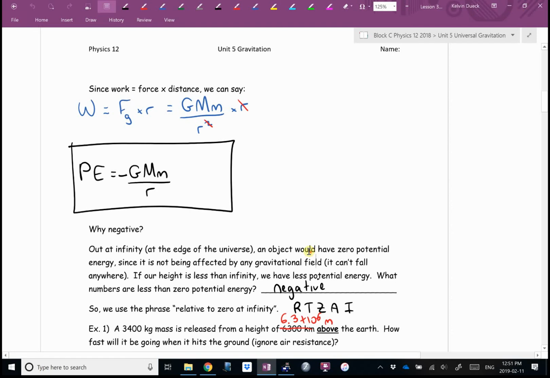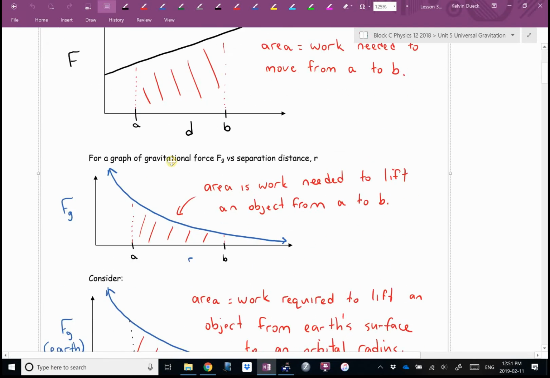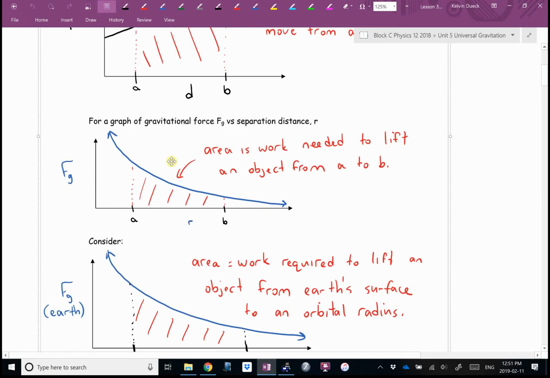Last day, we looked at gravitational, or I like to think of it as cosmic potential energy. We ran into some problems. We said, first of all, we can't just use mgh in outer space because little g is changing. So we went to another way to think about work and energy as the area underneath the force versus distance graph.